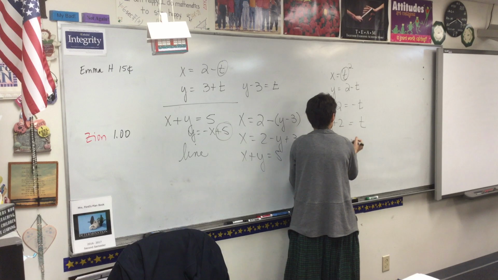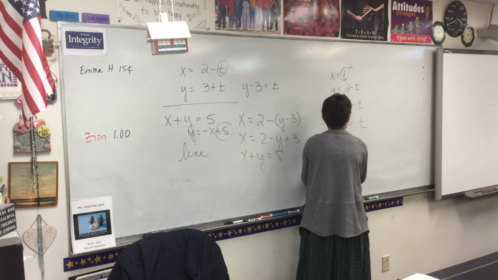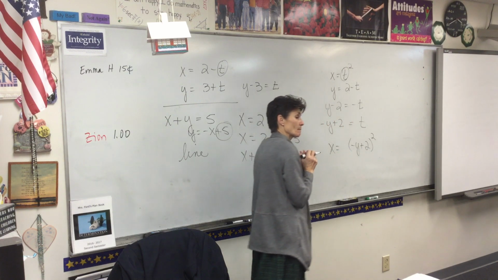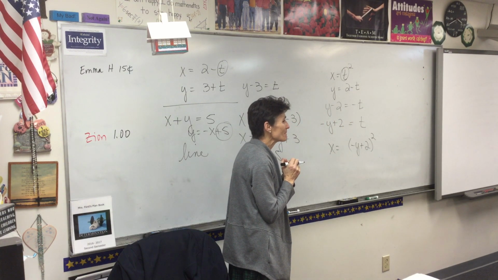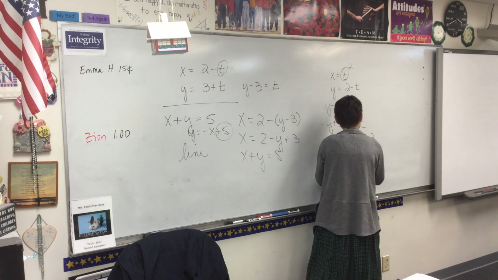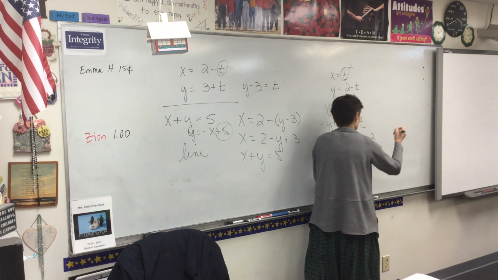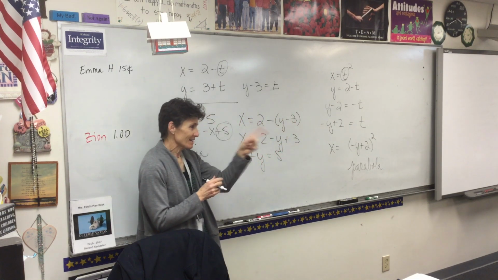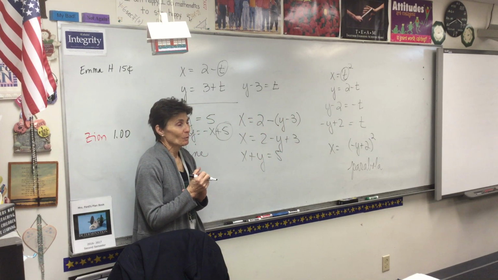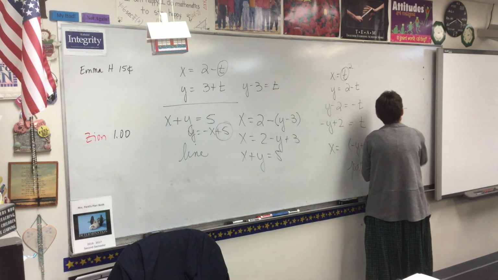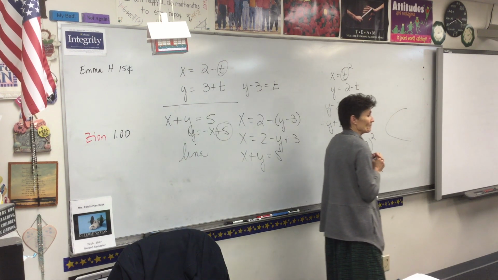So x equals negative y plus 2 squared. What'd you say? Parabola. It's a parabola. You are exactly right. Now, Olivia, it's a different kind of parabola though. It's a sideways one. Which, oh, by the way, boys and girls, is not a function.